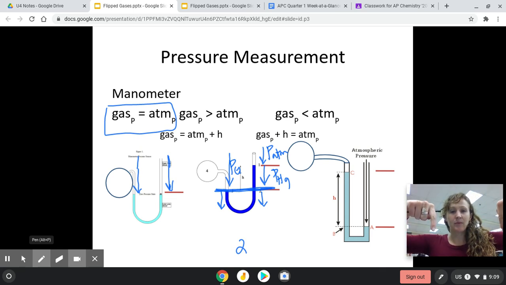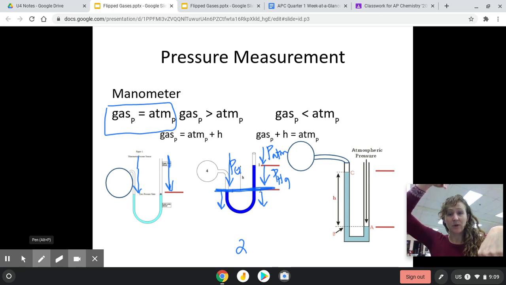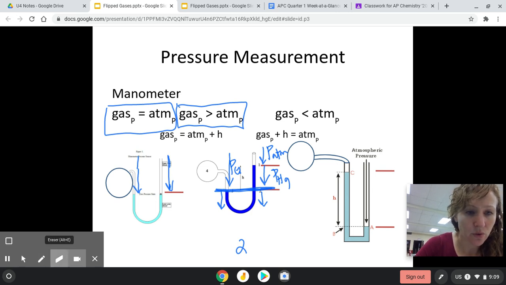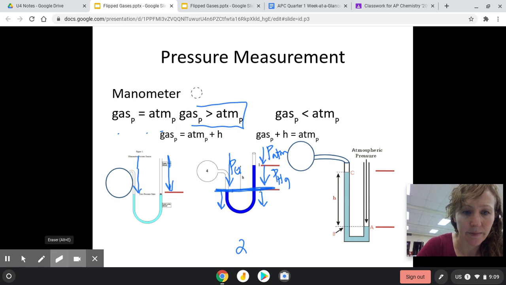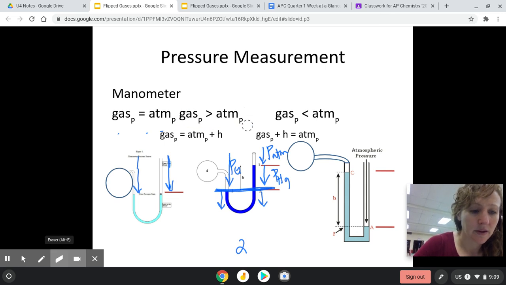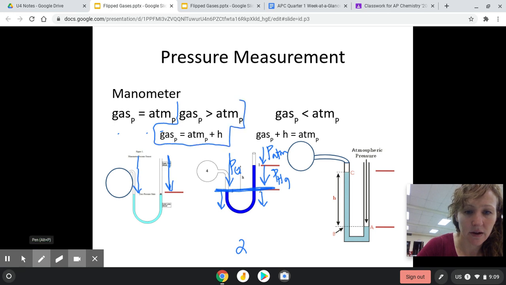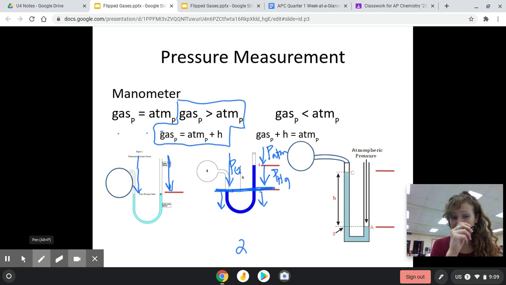If they were the same, the levels would be the same. Now, in this case, the pressure of the gas is pushing down more than the pressure of the atmosphere. And so we can assume that the pressure of the gas is greater. And you can see here, let me erase this up here, these two go together. So the gas in this case is equal to the atmosphere and the mercury combined.